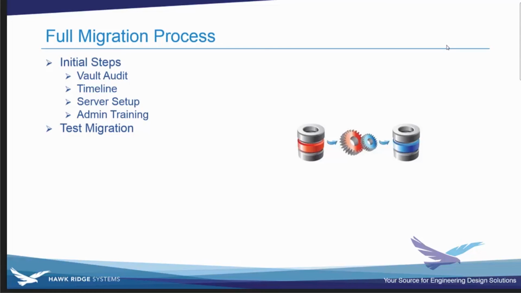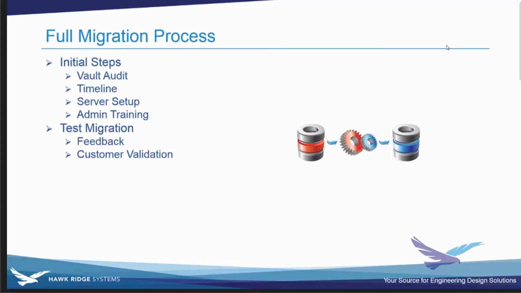Then once that's done, we'll set up a test migration. So we're going to bring maybe not all of your files, but maybe a portion of your files from your workgroup vault, and we'll run a test migration, bringing them into either the PDM Standard or Professional environment. And with that, if there are files that there are issues with, maybe they weren't checked in before that migration was started, we'll let you know any files that we had issues with, but we're also looking for feedback from the customer at this point as well.